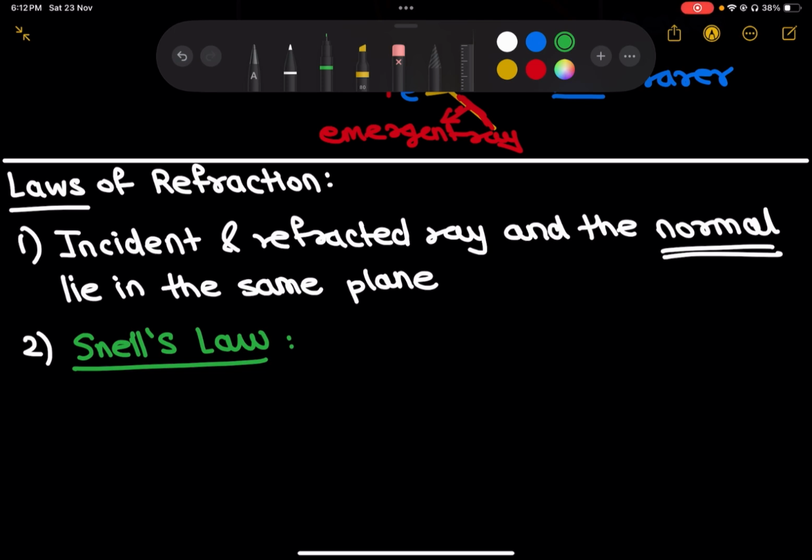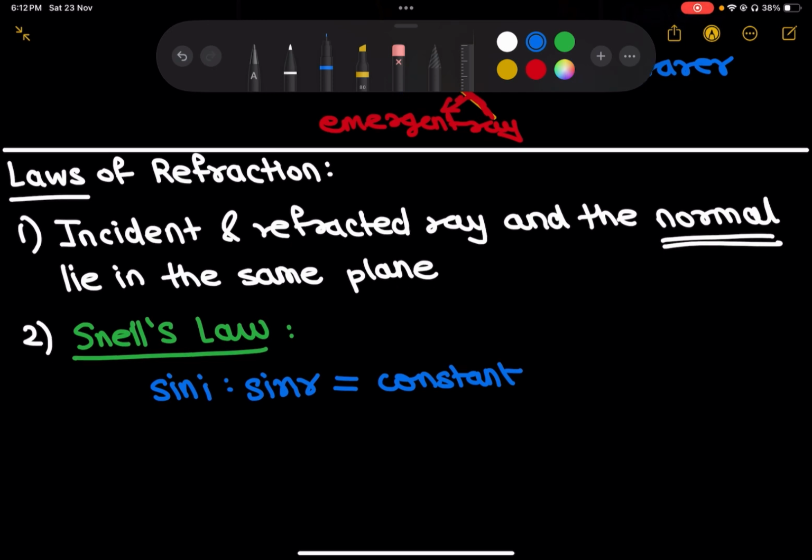So what does that mean? Ratio, you understand? Ratio means sine I is to sine R. That is the way you write ratio, right? It is equal to some constant. It may be anything, but it is a constant value. It does not vary with time or any other factor. It is constant always. But there is a condition. When is it constant? For what type of light is it constant? It is constant for light of a given color.